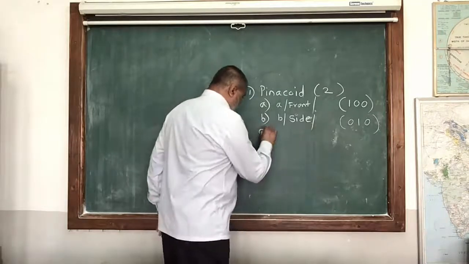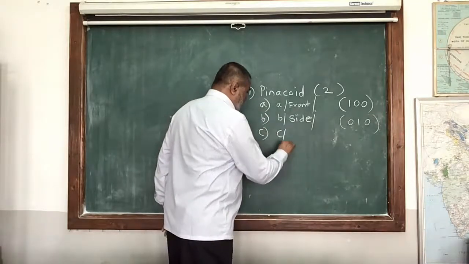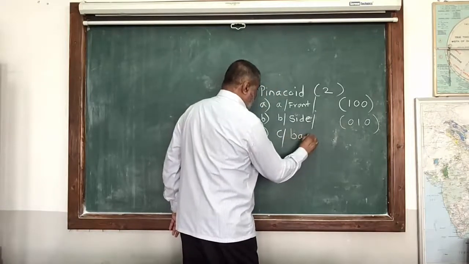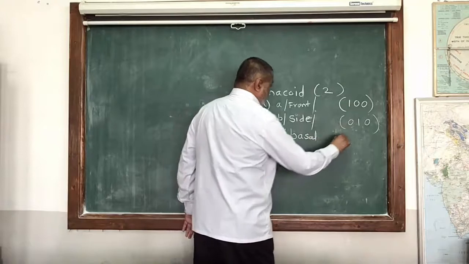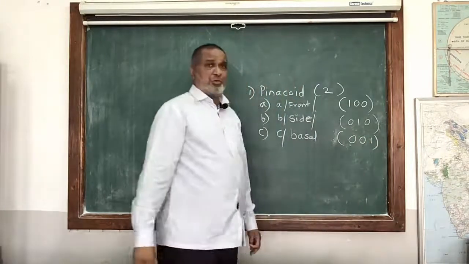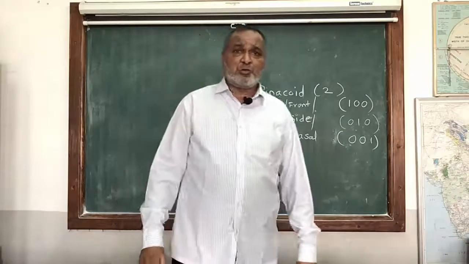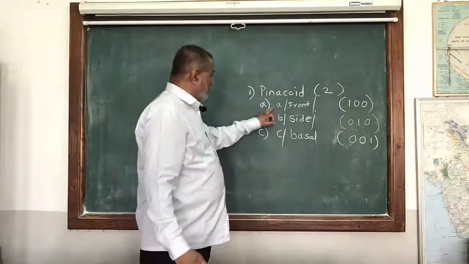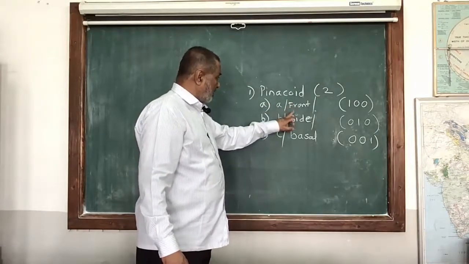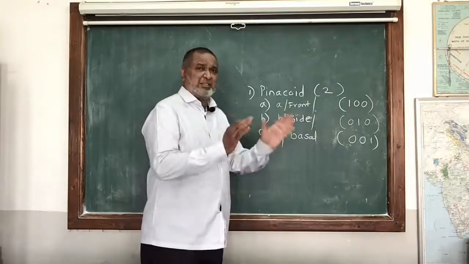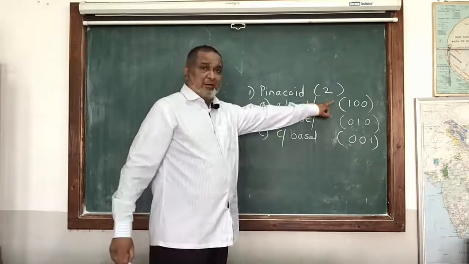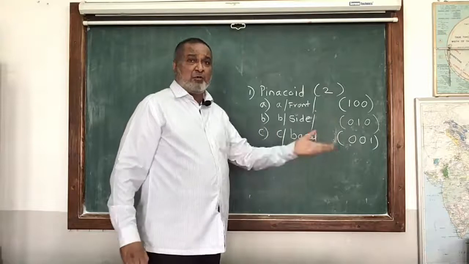And the third and last one is along the C axis, or simply called the basal pinacoid, and here the last one is 0, 0, 1. So 1, 0, 0; 0, 1, 0; 0, 0, 1. So A pinacoid, B pinacoid, C pinacoid, or front pinacoid, side pinacoid, basal pinacoid. This is simple, and in the cubic system we are going to use only one, and that is what we call a cube.